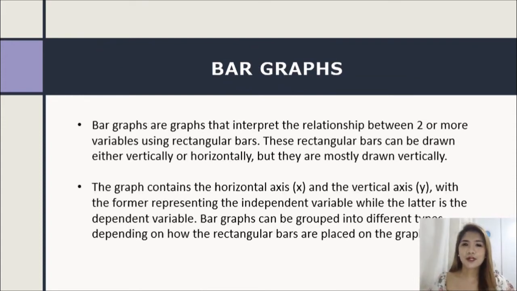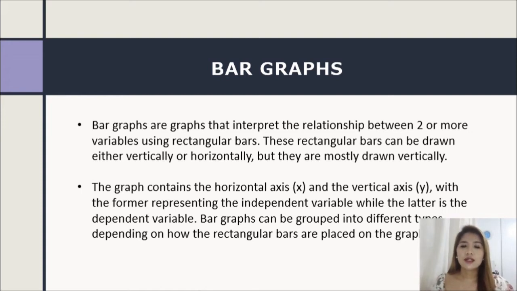So first is the bar graphs. Bar graphs are graphs that interpret the relationship between two or more variables using rectangular bars. These rectangular bars can be drawn either vertically or horizontally, but they are mostly drawn vertically. The graph contains the horizontal axis, which is the x, and the vertical axis, the y, with the former representing the independent variable, while the latter is the dependent variable.